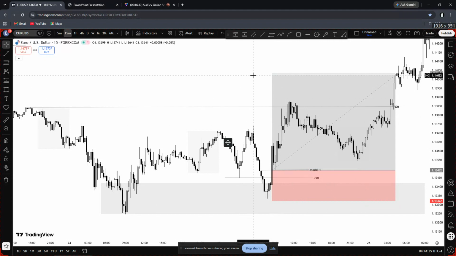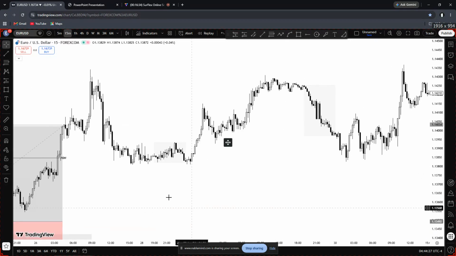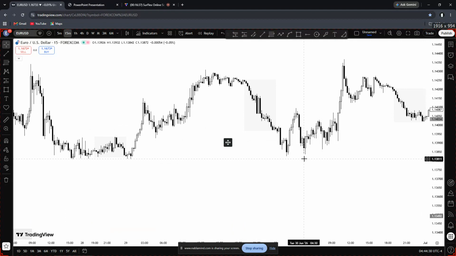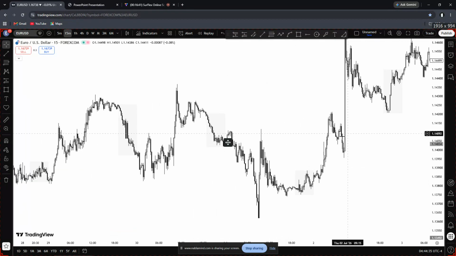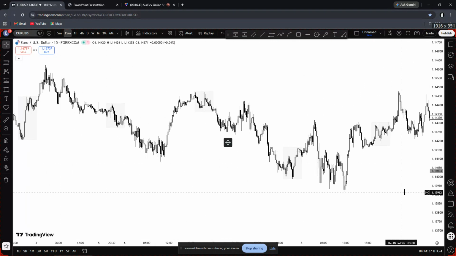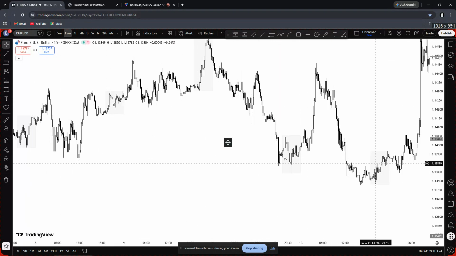Now this is another example for the 5 a.m. CRT. Let's look closely at another example of the 5 a.m. CRT. So determining draw on liquidity is very, very important.